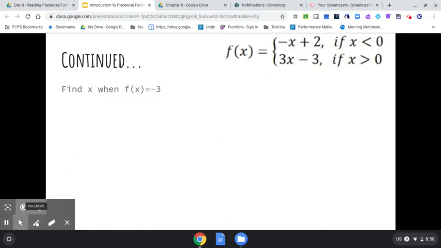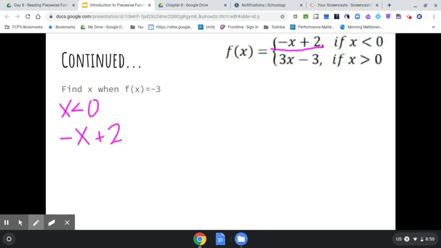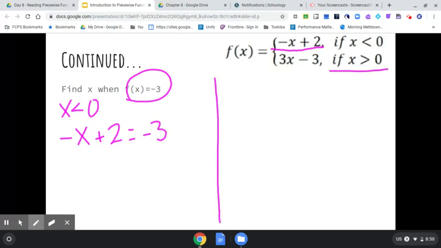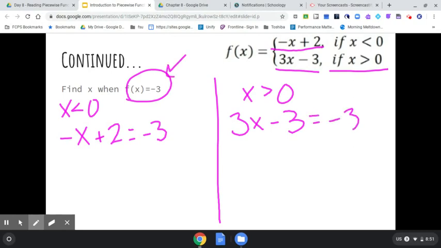Okay, the third example, we are finding x when f of x equals negative 3. If x is less than 0, I am looking at the top equation. Negative x plus 2 is equal to the output of negative 3. According to my second equation, if x is greater than 0, then I'm looking at the bottom equation. 3x minus 3 is equal to the output of negative 3.